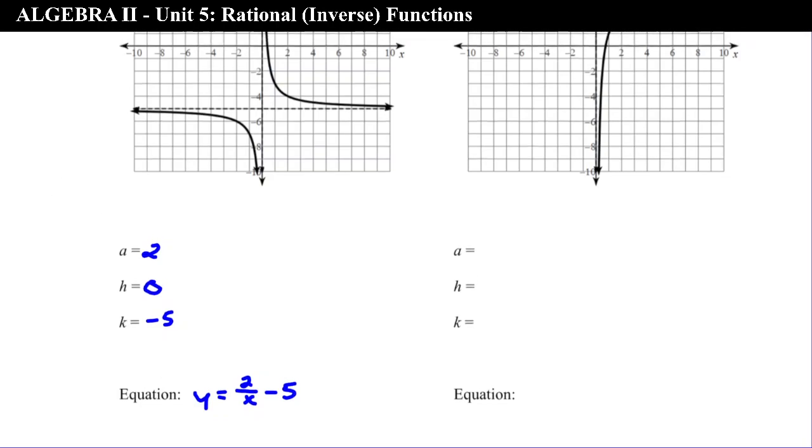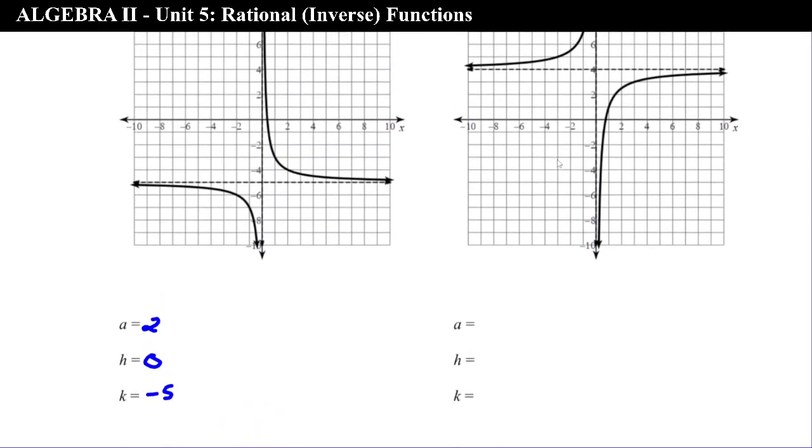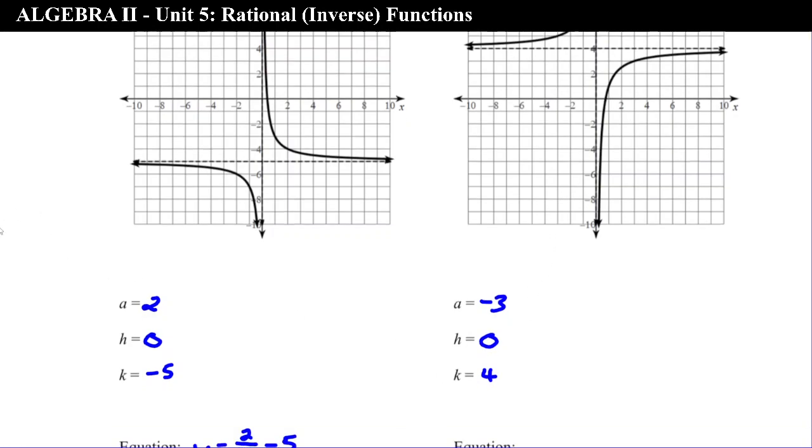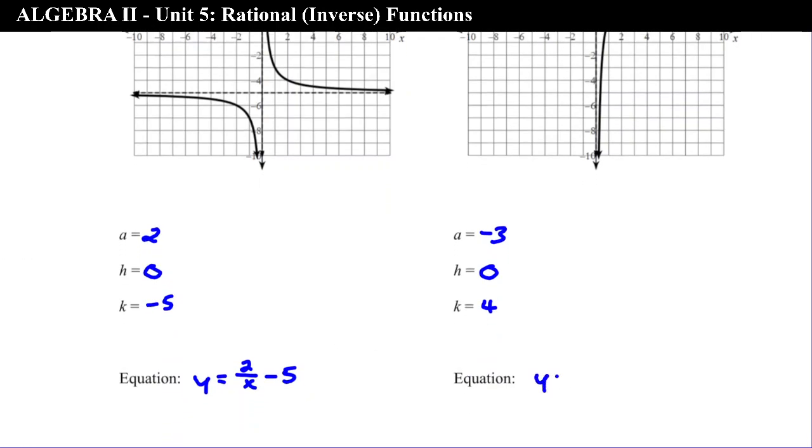And then finally, for this last one, we have a being negative, and then over 1, down 1, 2, 3, so it's going to be negative 3. h is again at 0, and k this time is at 4. So we're going to have the equation y equals negative 3 over x, plus 4.